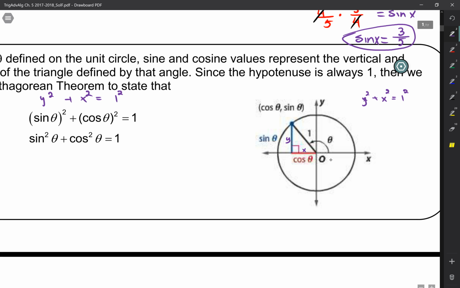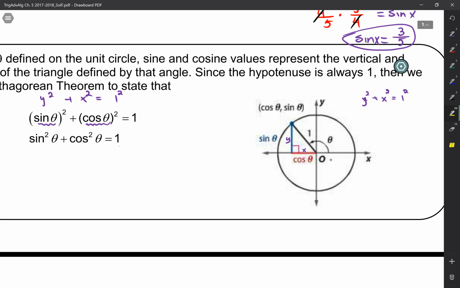Now, we've also said that when we're dealing with trig, the vertical side is always sine, the horizontal side is always cosine. So instead of y, I can put sine, right? So sine of theta squared plus cosine of theta squared is equal to 1. Okay, another way to write sine of theta squared is sine squared theta plus cosine squared theta is equal to 1. Okay? Right, but then 1 squared is what? 1.